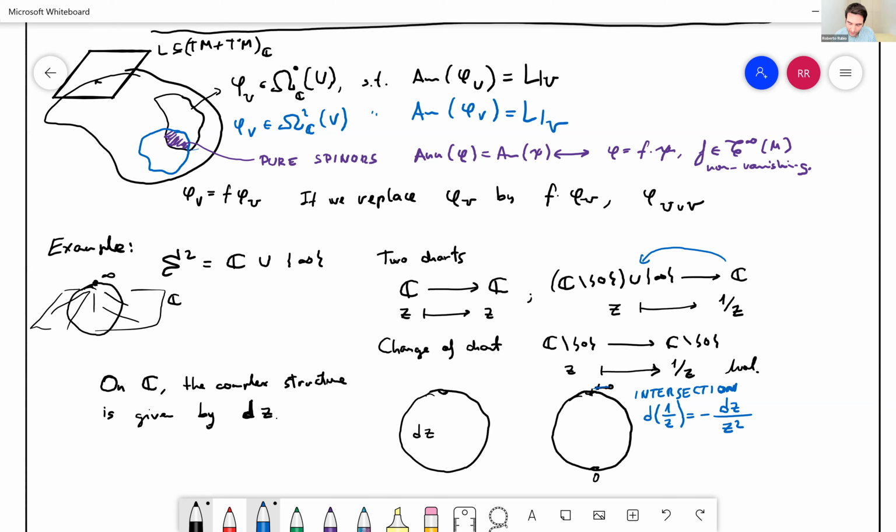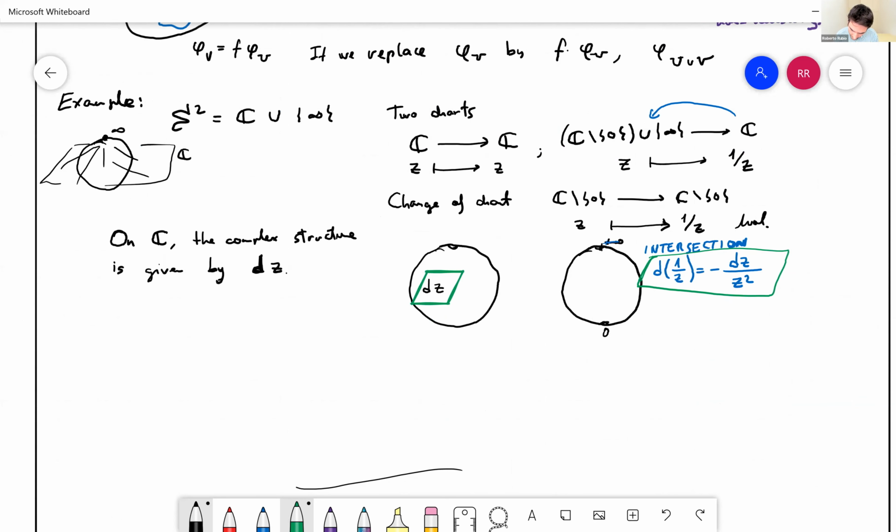So in the intersection, which is the sphere minus the North and South poles, the complex structure given by this chart is minus dz over z squared. This is well defined, because I'm not considering 0 and I'm not considering infinity. And what I'm saying is that this extends nicely when you have the infinity there. On the other hand, I have another differential form, dz. These two are not the same on the intersection, but they differ by a function which is also non-vanishing on the intersection, which is 1 minus 1 over z squared.